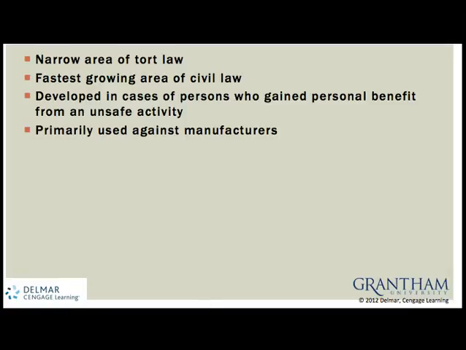More recently, strict liability has been expanded to include product liability, and this is used against manufacturers of products. You can see how that would expand in this way, because consumers, or the users of products, don't have a real means of knowing how the product was designed and what aspects of it could cause injury.